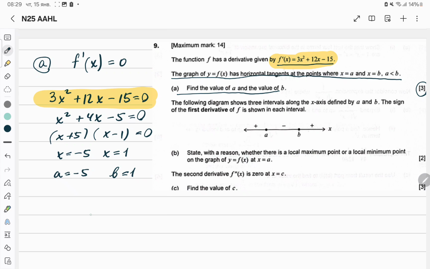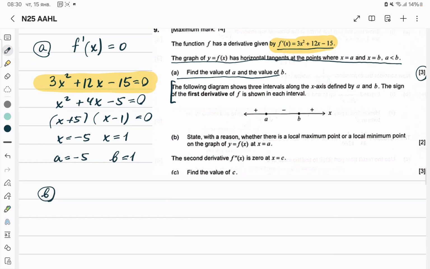Okay, here we go. Let's go to part b. Before we start, let's have a read first. The following diagram shows 3 intervals along the x-axis defined by a and b. The sign of the first derivative of f is shown in each interval. And the question: state with reason whether there is a local minimum point or a local maximum point on the graph of y equals f of x at x equals a.